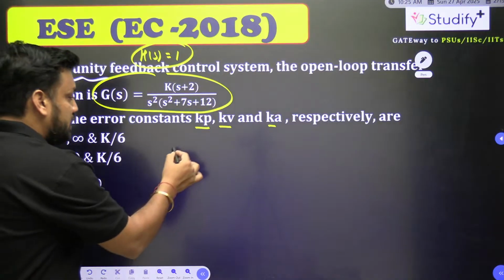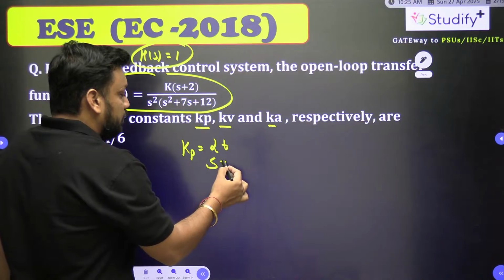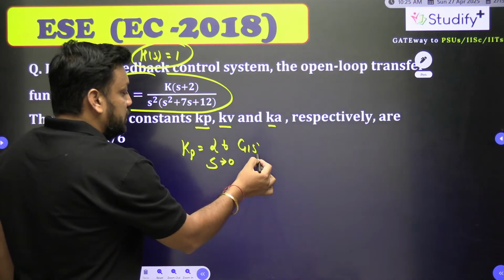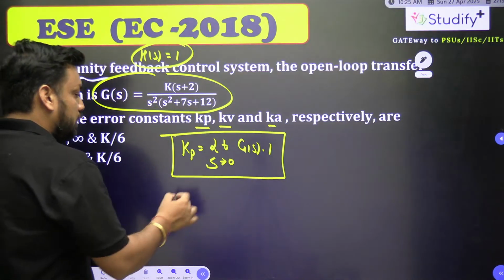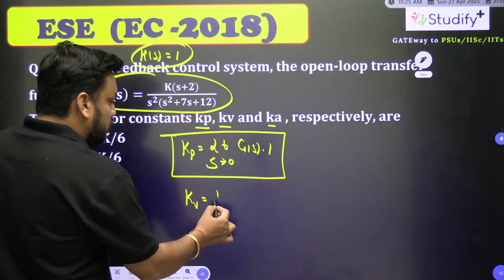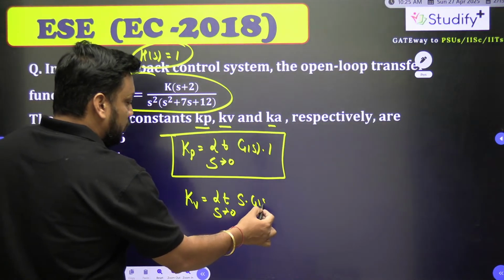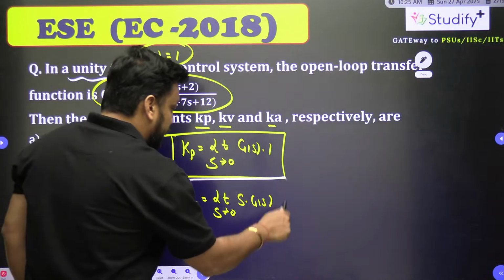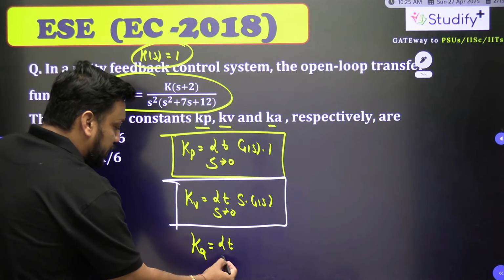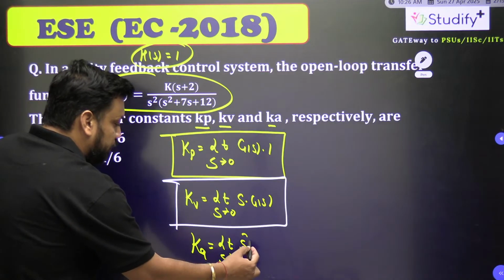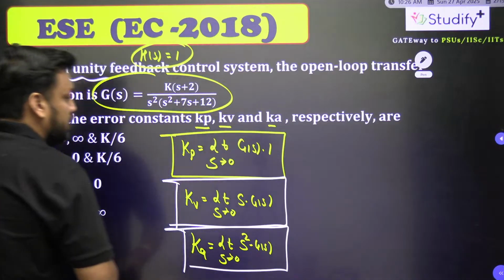Do you know what Kp is? Kp is the positional error constant, and the formula is limit S tends to 0, G of S, H of S, where H of S is 1 because of unity feedback. Similarly, Kv is the velocity error constant, limit S tends to 0, S into G of S. And Ka is the acceleration error constant, limit S tends to 0, S square into G of S, and in all cases it is unity feedback, so H of S is 1.